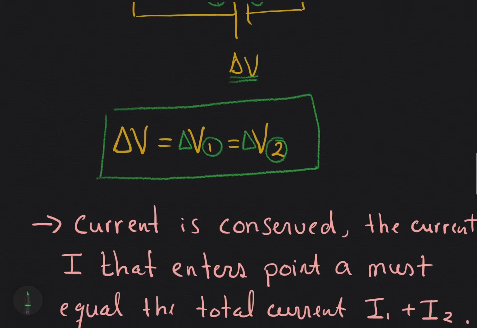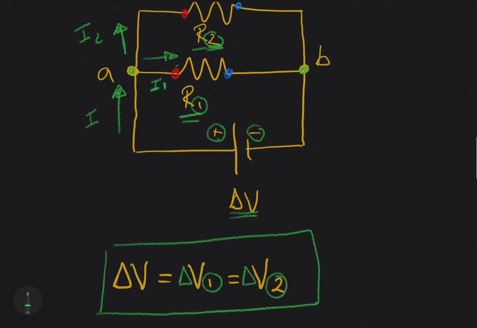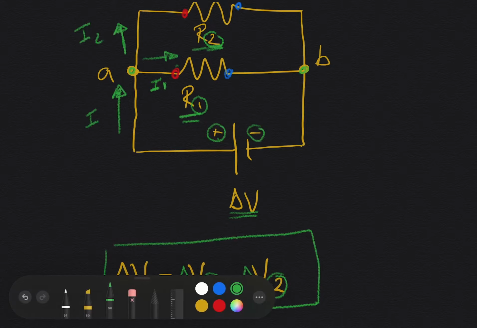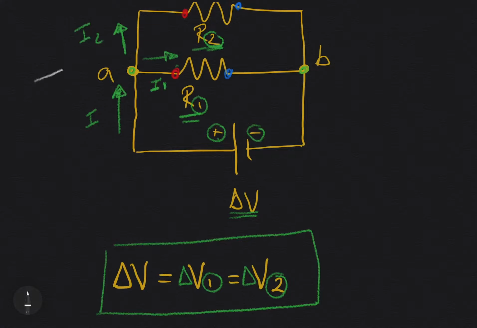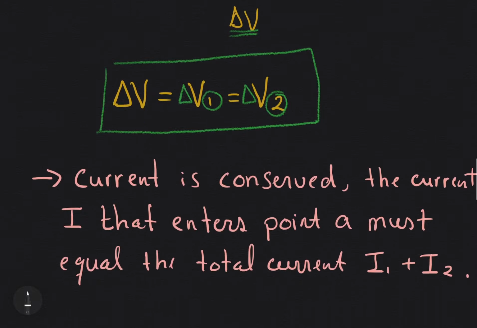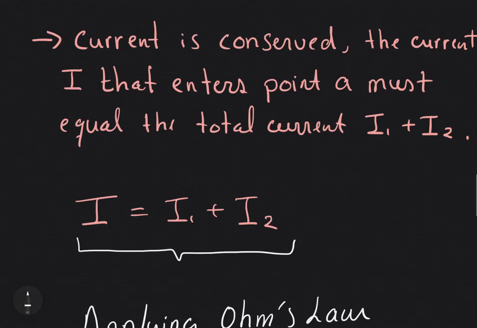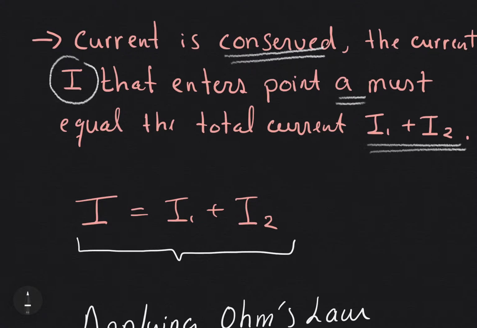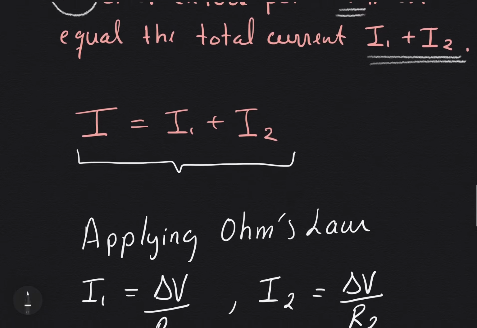Adding to this idea that the current I going through the battery is split into I1 and I2, I'm going to write that equation in terms of the conservation law. Current is conserved. That means current cannot be created or destroyed; it is split in two and then recombined. The current I that enters point A must equal the total current I1 plus I2. So in equation format, I is equal to I1 plus I2.